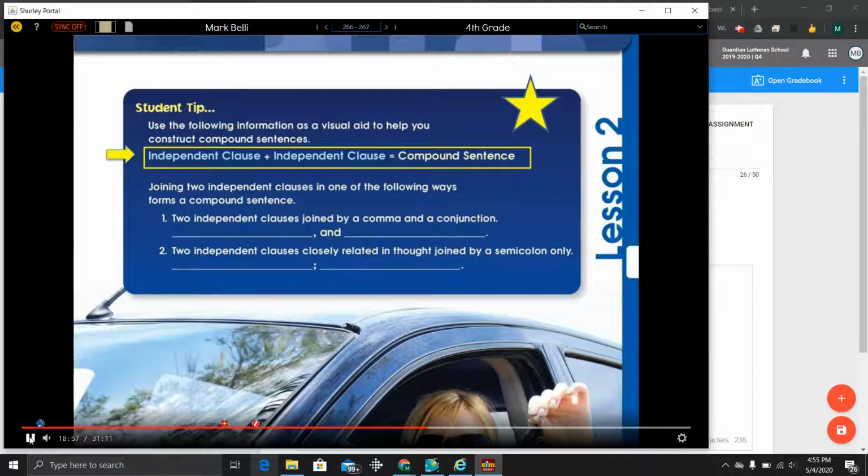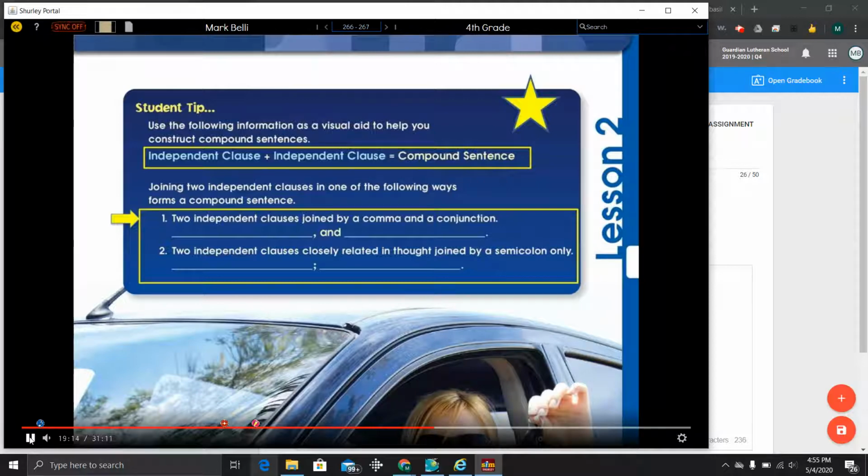Independent clause plus independent clause equals compound sentence. Joining two independent clauses in one of the following ways forms a compound sentence. Look closely at number 1. Two independent clauses joined by a comma and a conjunction.